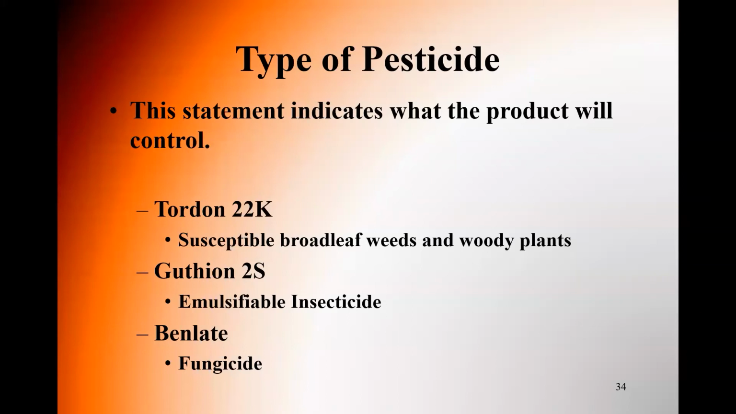But if you're spraying your wife's rose bushes in her yard, you probably want to avoid the Tordon 22K because it controls susceptible weeds and woody plants, which a rose bush would be. And so that brief statement right there may tell you whether this is a product that you need to read on into to see if it works, or that broad statement may say this is not the path we need to go down. So you can search for something else.